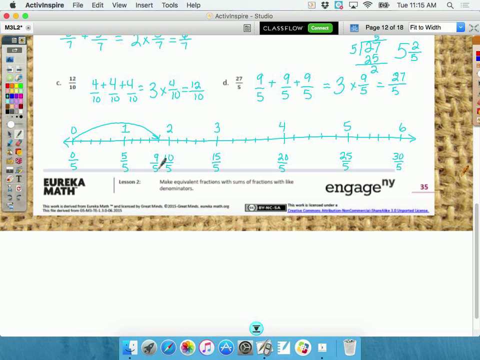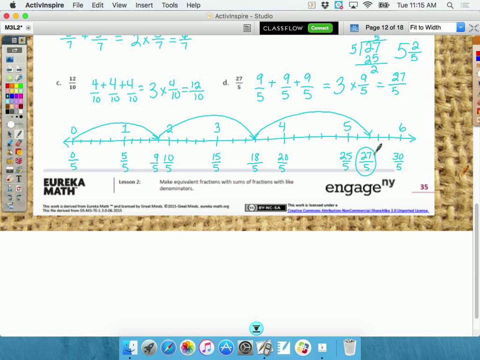Then if I add another 9, what number is it? 18. And I know that's 2 less than 20. I'm not going to waste my time counting. I'm just going to go 2 away from 20 and put the 18 fifths. And then I'm going to go all the way to 27, which is 2 past 25. And I'm going to circle that one because that's my answer.